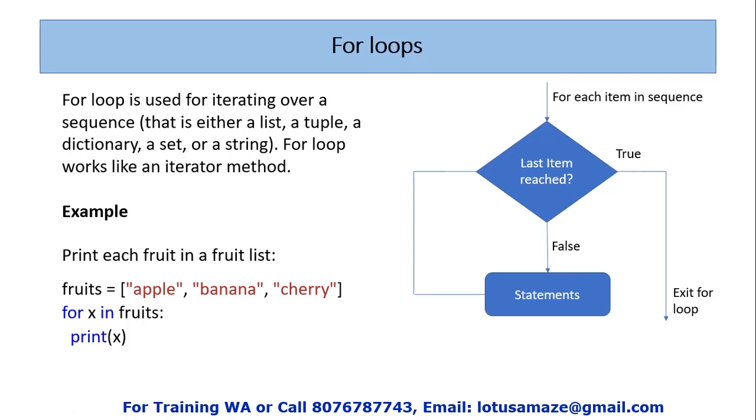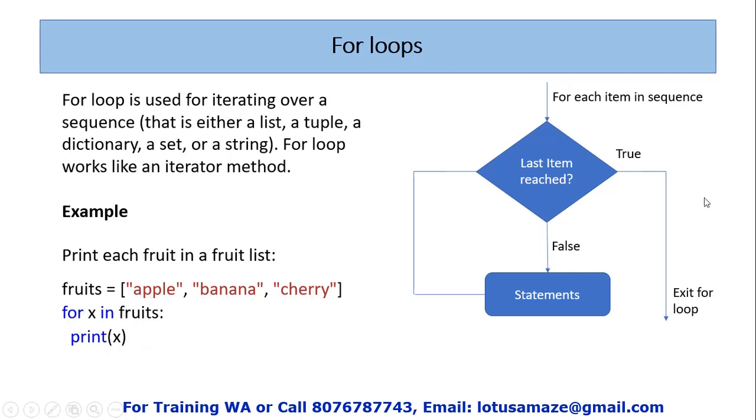A for loop is used for iterating over a sequence. A sequence can be a list, tuple, dictionary, set, or string. So the for loop works as an iterator. Suppose we take this example. This fruits variable has a list: apple, banana, cherry. And then we go into the loop: for x in fruits, print x. So x will automatically take every value from the list one by one, and then execute this loop.